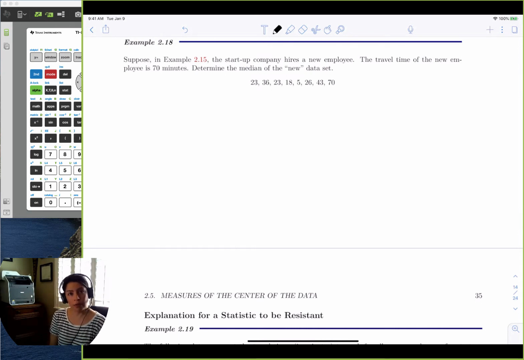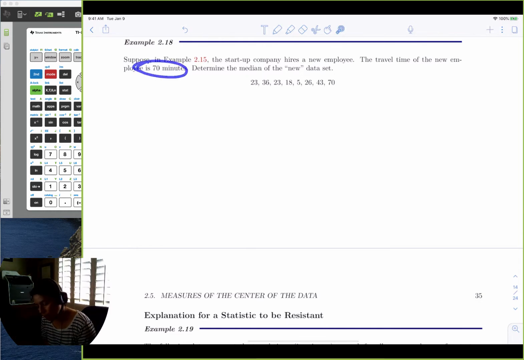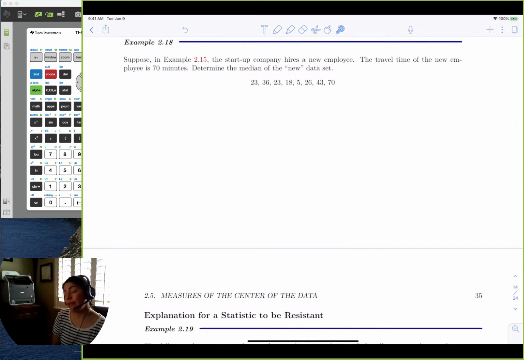It's our 8th employee because we're growing, and that person traveled quite far from home to go to work, right? And he or she took 70 minutes. So the new employee took 70 minutes, and now the data set is 8 values and includes that long trip of 70 minutes. So let's go ahead and determine the median of the new data.